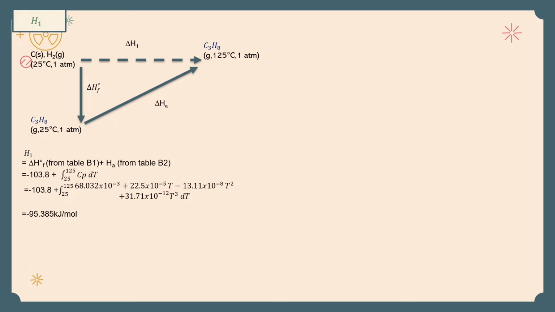For ΔH_F, we can directly get it from Table B1, and for ΔH_A, we can get the Cp value from Table B2 and calculate it by the Cp(T) equation. So we can get the final answer for H1.